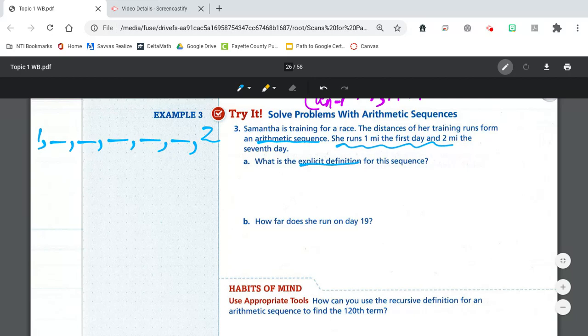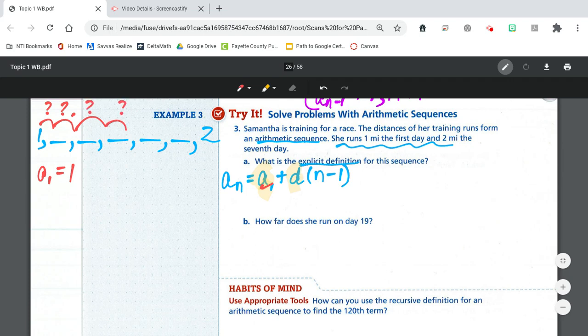So here's a reminder. The explicit definition is A sub n equals A1 plus the common difference times n minus 1. And then I'm going to try to fill in all these values. And remember, when I'm writing the explicit definition, I need to be able to fill in the first term and the common difference. So I look at what I have over here on my list, and I see that the first term is 1. Yay, I have that. Now I need to figure out the common difference. In other words, what is the difference in the amount of miles that Samantha is running each day?